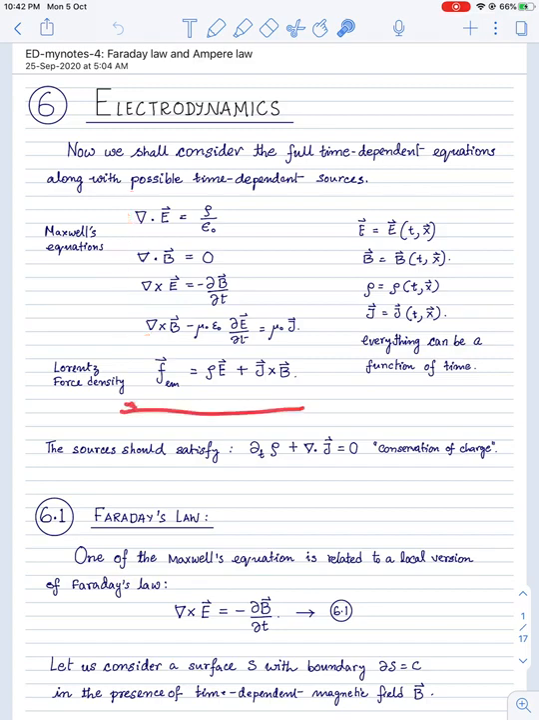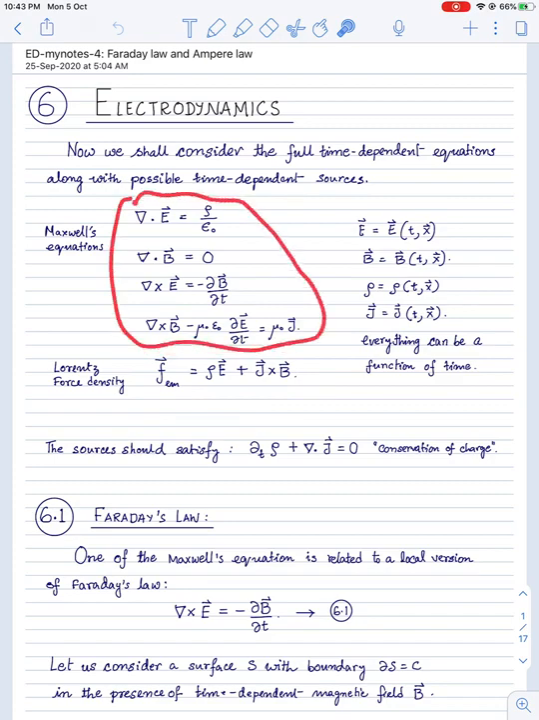Of course, along with these Maxwell's equations, we also have to specify the Lorentz force density, which is given by this expression: the charge density times the electric field plus the current density crossed with the magnetic field. This is the force that charged particles experience when they are exposed to electric and magnetic fields. So this also happens to be one of the fundamental starting points.